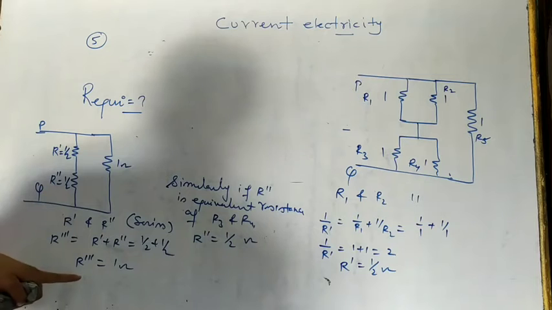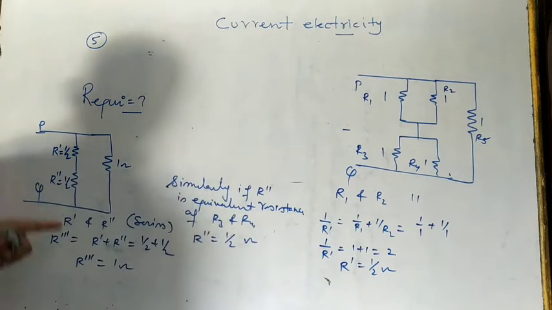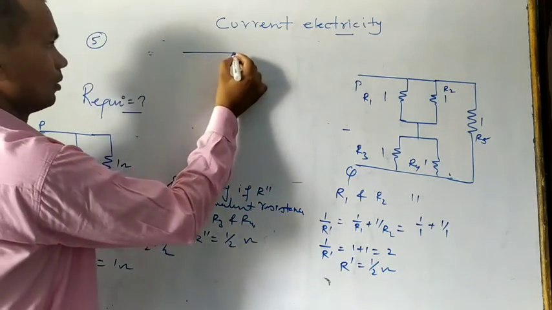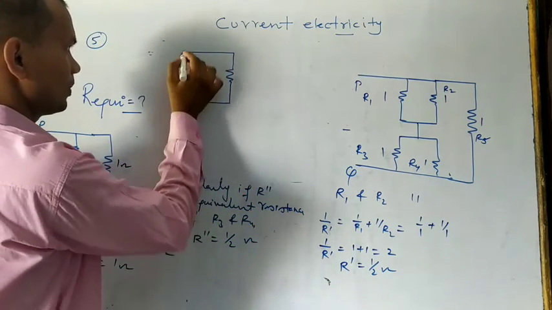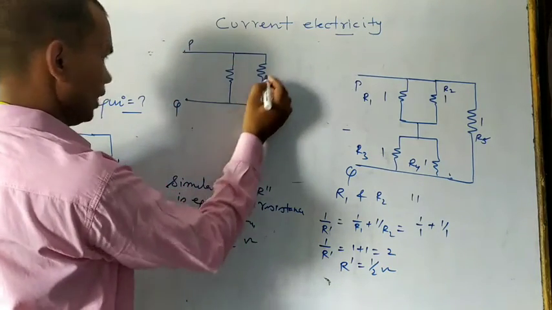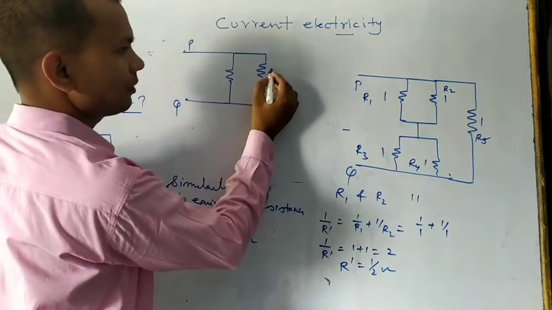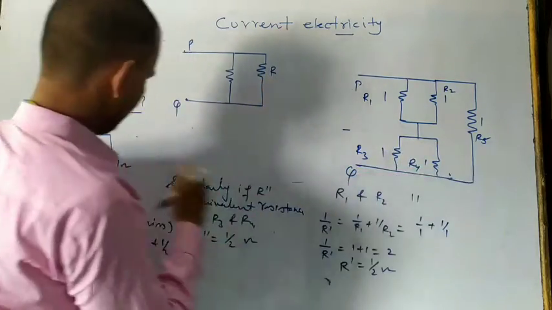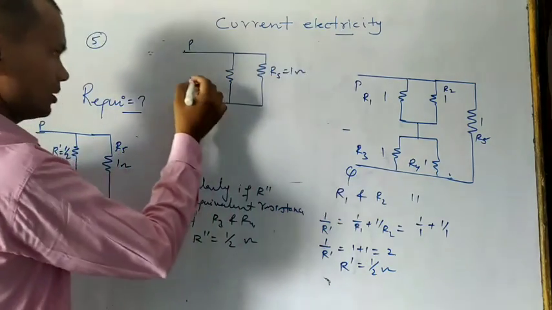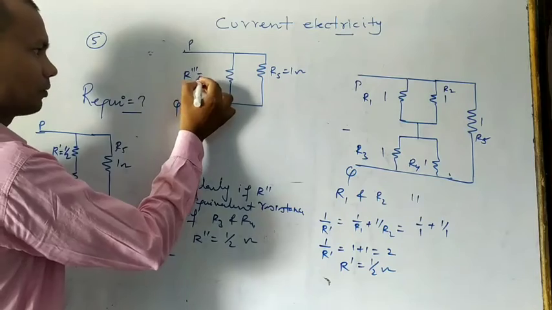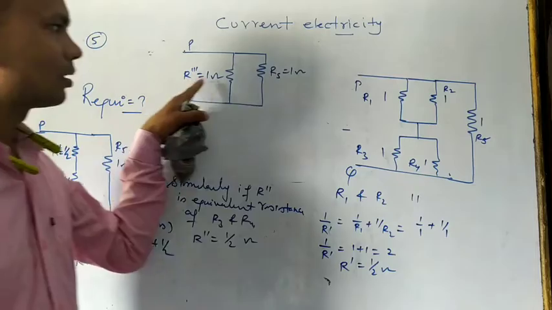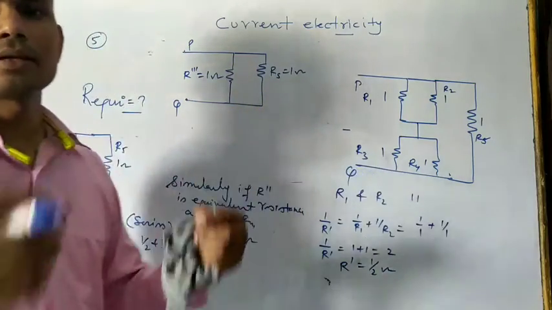So the equivalent of R dash and R double dash is R triple dash, which is 1 ohm. Now the circuit becomes like this. This is one resistance, R triple dash, between P and Q, and this is R5, which is 1 ohm, and R triple dash is also 1 ohm as we calculated. So both resistances, R triple dash and R5, are connected in parallel.